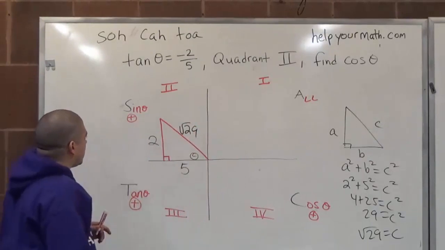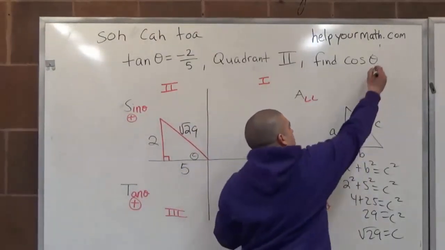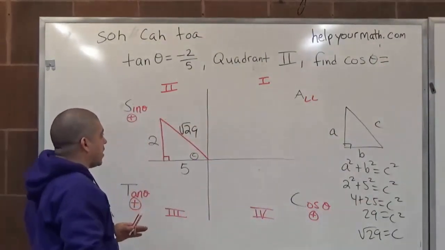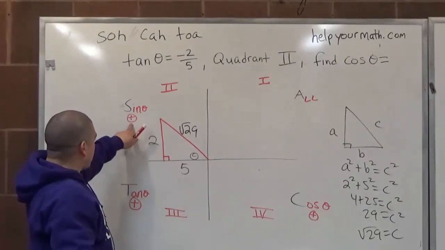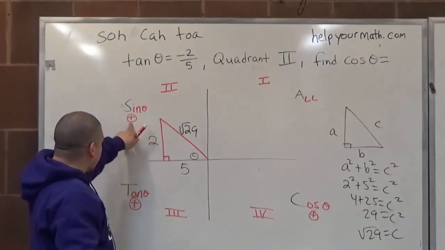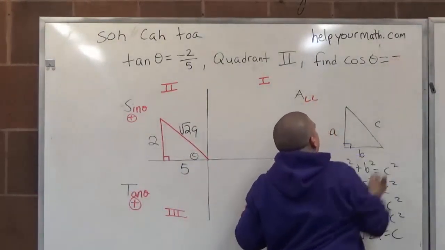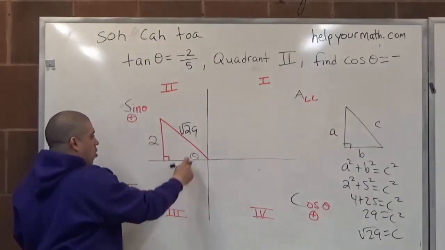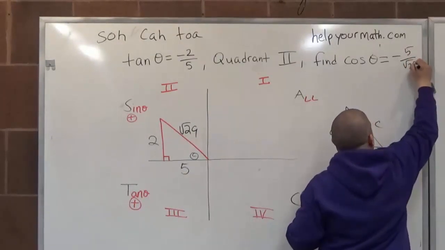So now I have this, and from here I can figure out the cosine. The cosine of theta: only the sine function is positive in this region, so the cosine is negative. The answer is negative. Cosine is adjacent over hypotenuse, so it's 5 over root 29.